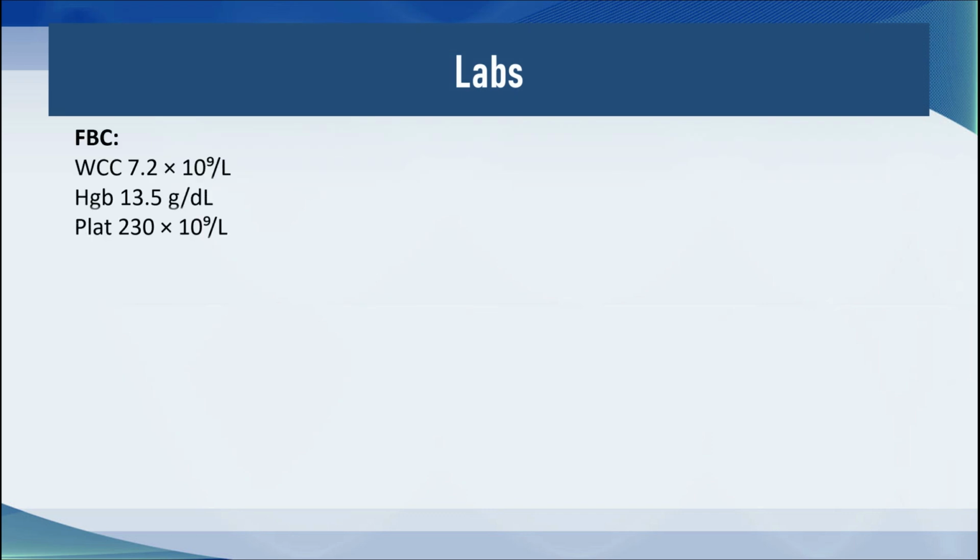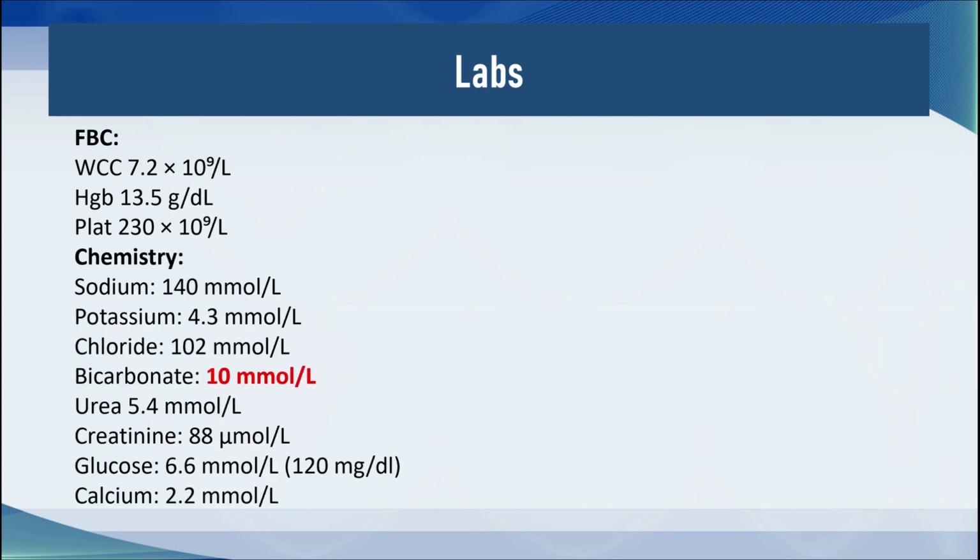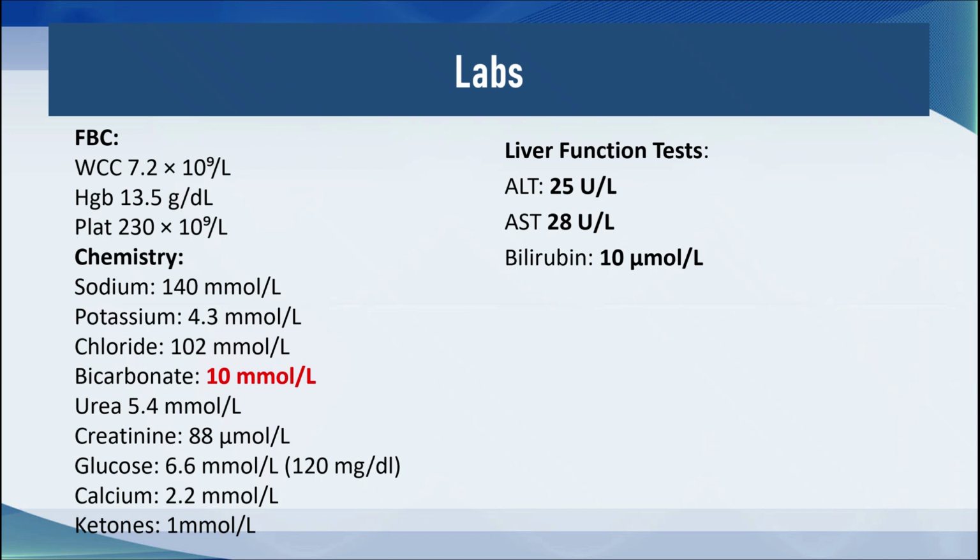In terms of her labs, her full blood count is relatively normal. And on her plasma chemistry panel, the only major abnormality is a bicarbonate or total CO2 of 10 millimoles per litre. This represents a significant metabolic acidosis. Her liver function tests reveal relatively normal AST, ALT, and bilirubin.